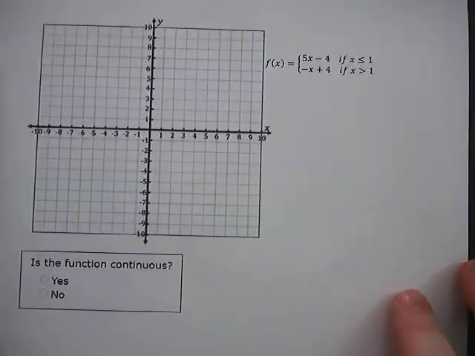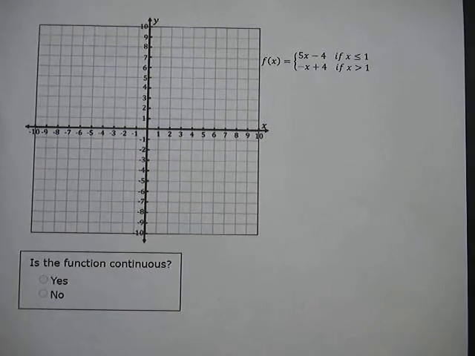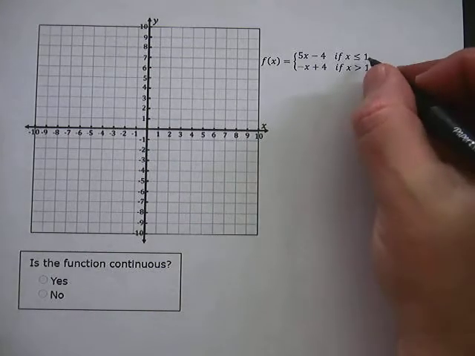Okay, let's do another one. So in this one we have 5x minus 4 for the top function, and the bottom one we have negative x plus 4. Okay, so again we have this boundary of 1.